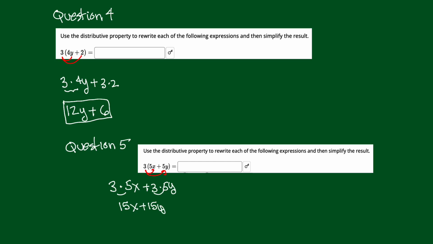I can't do anything more. I'm going to claim that this is the rewritten expression. I can't do any more because I've got 15 x's here, and I got 15 y's here. They're not the same, so I can't actually combine them. All I can do is indicate it. I'm doing that. 15 x's, add to 15 y's.